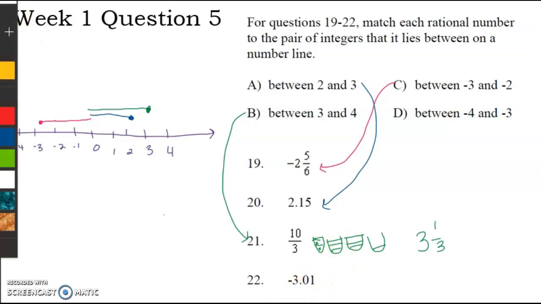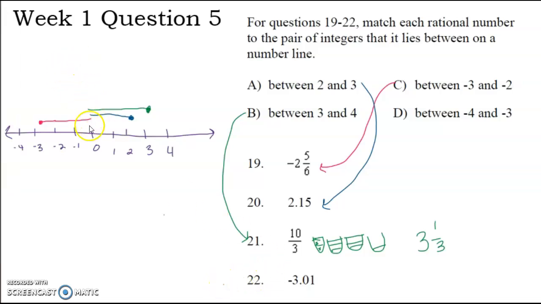And then the last one, we're pretty sure we know that it's going to be D, but let's just triple check. What color haven't I used? Orange. Let's use that one. -3.01. So starting at 0, and I'm going to go to the -3 and then just like a little farther, like barely farther. So that one looks like it lies between -3 and -4.